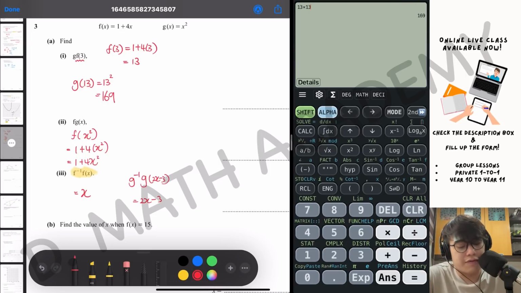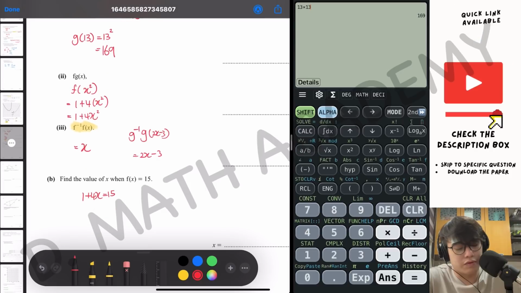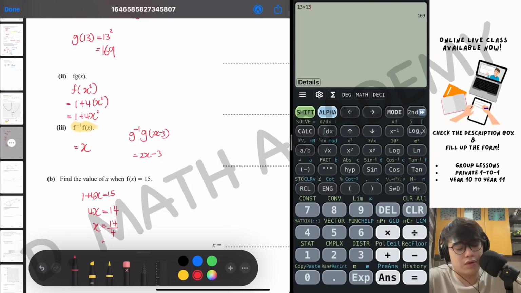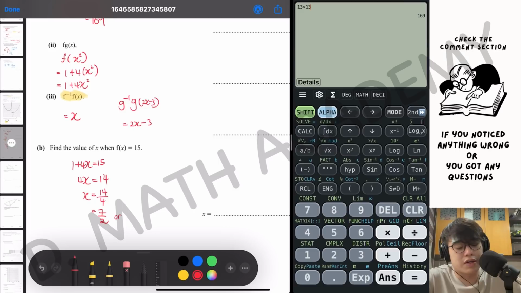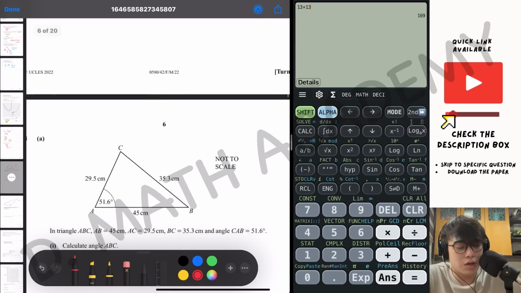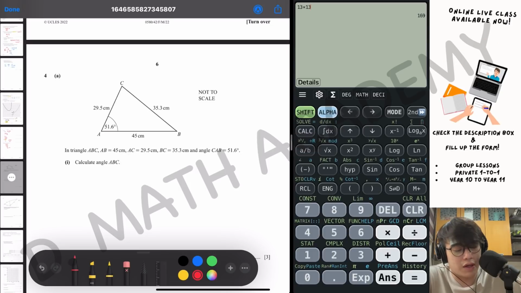Question B, f(x) equals 15. So just put in 1 plus 4x equals 15. When you adjust it accordingly, you should get 14 here. And 14 divided by 4, you will get 7 over 2 at the end. Or you can write it as 3.5 if you wanted to. Okay, that's it. And then we are now at question 4A here.